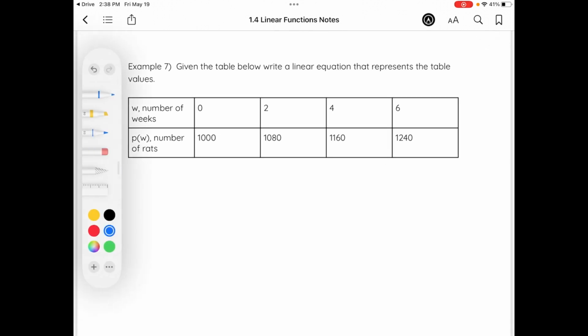Given the table below, write a linear equation that represents the table of values. Well, the first thing I want to make sure is that we're increasing by the same amount each time so that I'm constant, that I don't have a varied piece. So I do see that the number of weeks is increasing by 2 each time. So that part is constant. I know that I'm also increasing by 80 rats each time.